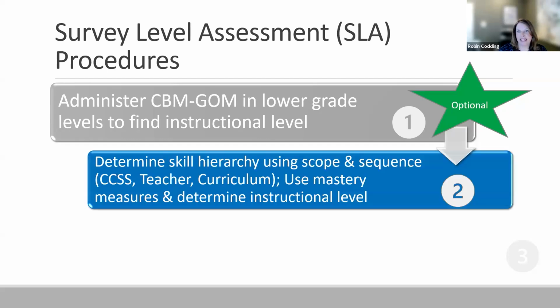So thinking back again about that keystone model. We are going to administer the CBM grade level measure in lower grades to find instructional levels. That's one optional way to do it. So if you have a second grade student and you are administering that CBM general outcome measure, which has all the grade level skills in computation, for example, then you can also administer that first grade level one. So you can get a sense of where the students are, what are the skills you're going to drill down on.